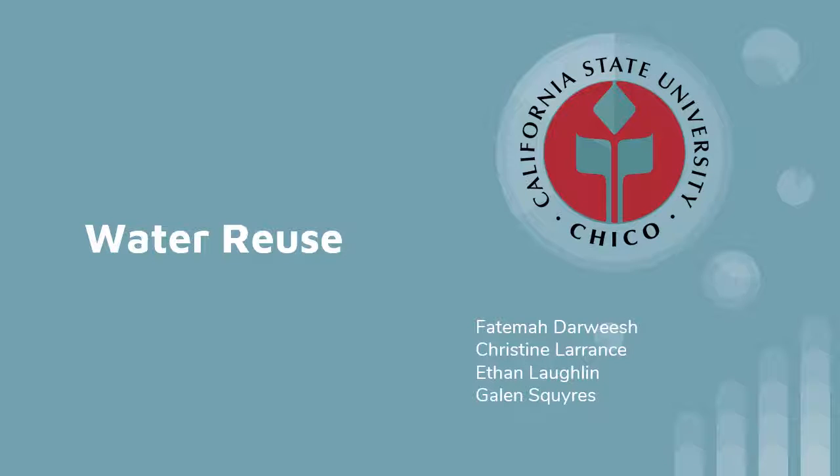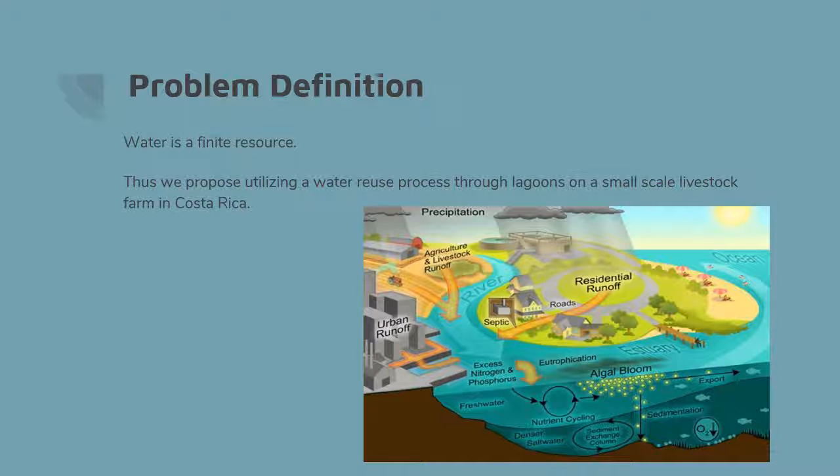This presentation is on water use on a farm in Costa Rica. As we know, water is a finite resource, with fresh water being even less available. This project specifically focuses on the wastewater from farms in Costa Rica.